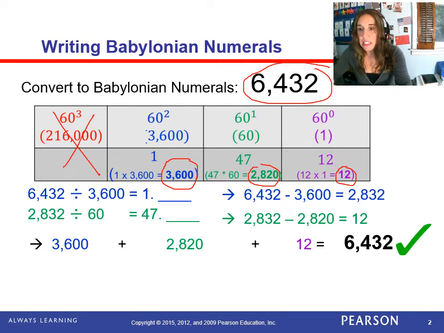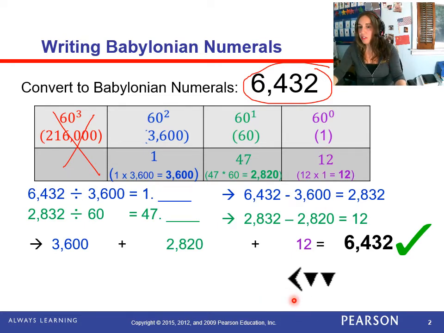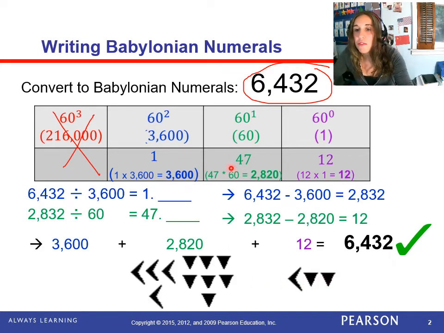And now I need to take each of my place values and convert them into Babylonian symbols. So in my first place value, I had 12, right? So to write 12 in Babylonian, I need one of those little left arrows and 2 upside down triangles, 10, 11, 12. Okay, I have 47 in my second place value, so I need 4 of the arrows and 7 of the triangles, 10, 20, 30, 40, 41, 42, 43, 44, 45, 46, 47, and I have 1 in my last place value, so just one little upside down triangle.